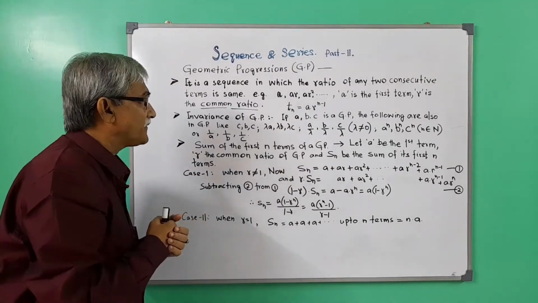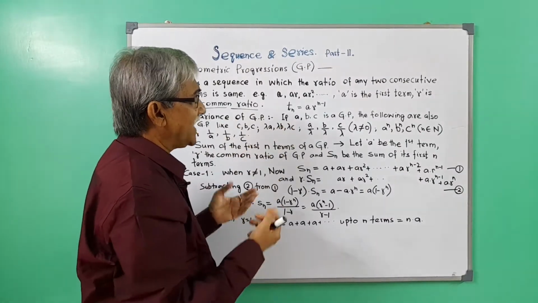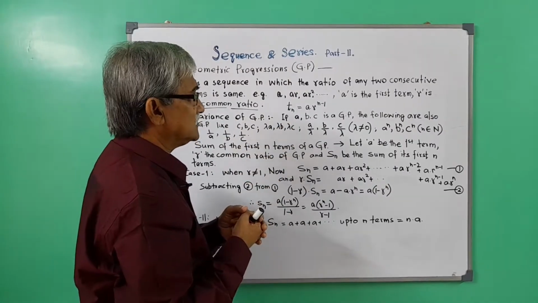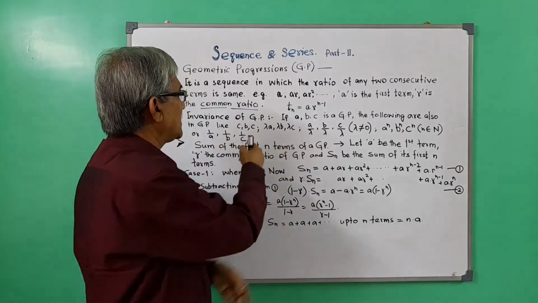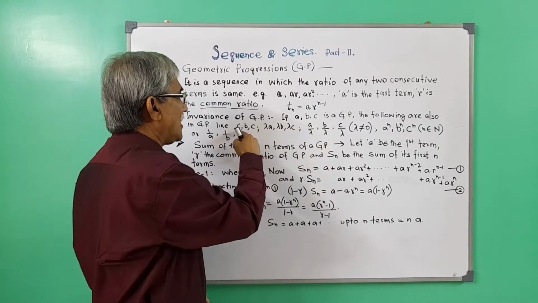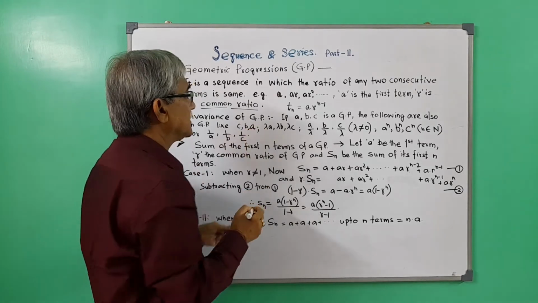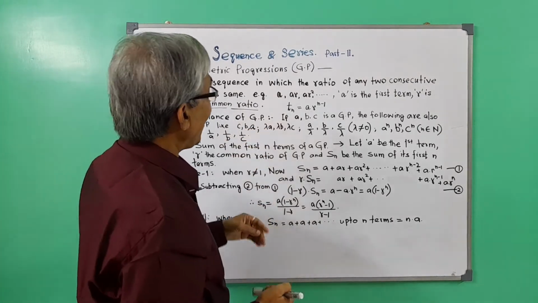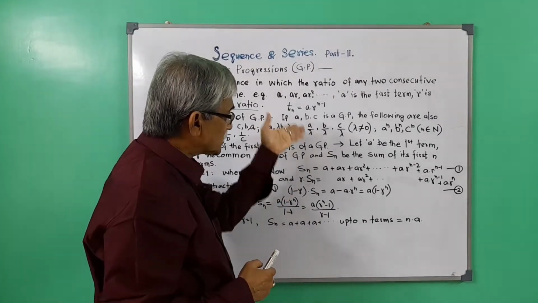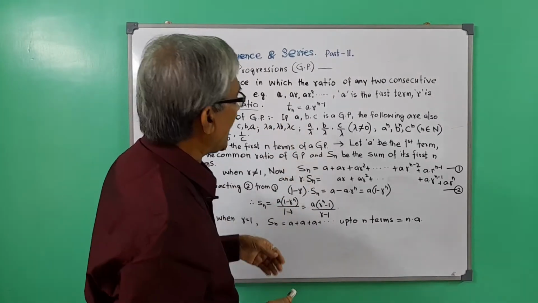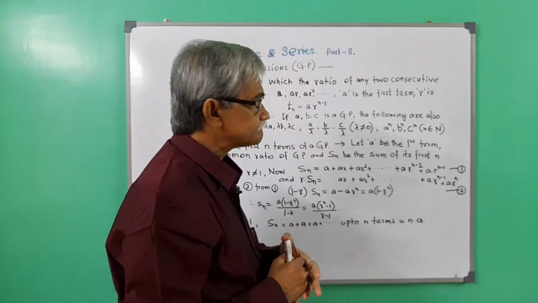Now, invariance of a GP, what does it mean? It means if A, B, C is in GP, then the following are also in GP: if we change the order, C, B, A; or each term multiplied by lambda, lambda A, lambda B, lambda C, or each term divided by lambda, A by lambda, B by lambda, C by lambda, where lambda not equals 0.